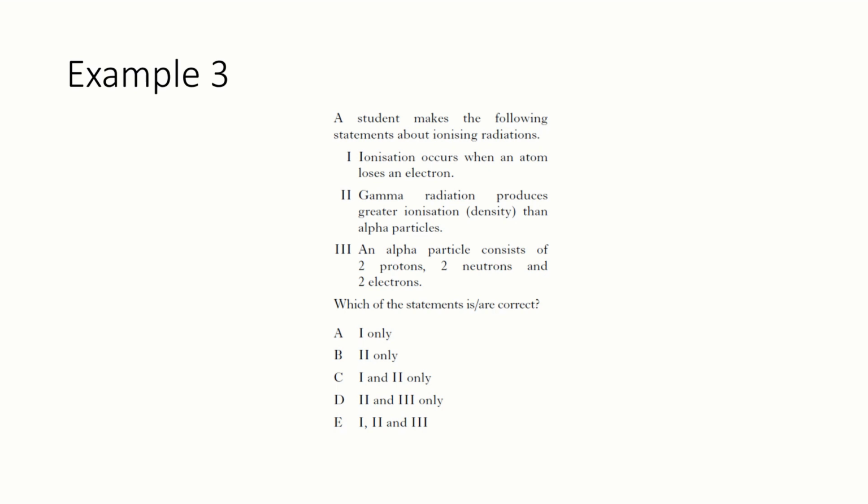Statement 2, gamma radiation produces greater ionisation density than alpha particles. That's incorrect. Remember that alpha particles are the most ionising. They cause the greater ionisation density than any other form of radiation. And statement 3, an alpha particle consists of 2 protons, 2 neutrons and 2 electrons. Well, that's not true either. An alpha particle is a helium nucleus, which is just the 2 protons and 2 neutrons. So only statement 1 is correct, and the answer must be A.